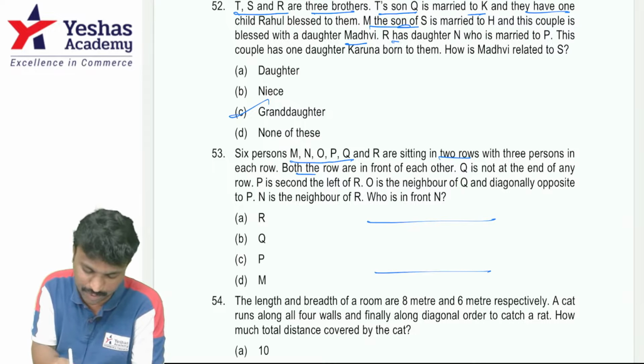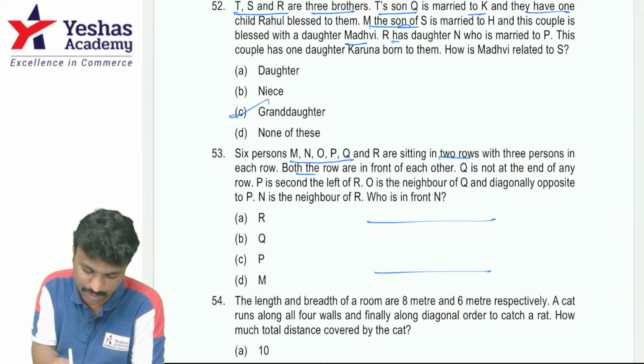So, Q comes here. Now, find the statement connected to the people whom we have already marked. What is it that they have said? N is the neighbor of R. So, N should be here. Only person remaining is M. So, M should sit over here. Have you understood? The question is, who is in front of N? In front of N, Q is there. So option B is the right answer. Is that clear? Moving on to the next question.